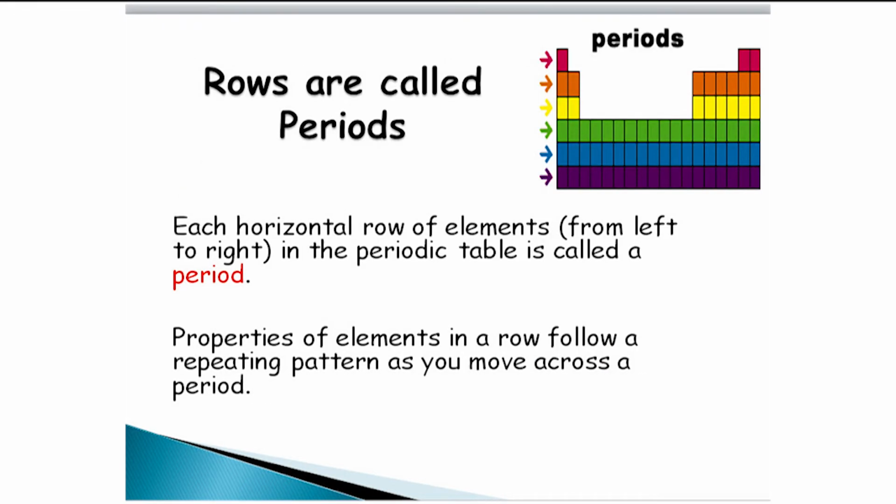Right now, what about the period? Each horizontal row of elements from left to right in the periodic table is called a period. Properties of elements in a row follow a repeating pattern as you move across a period.